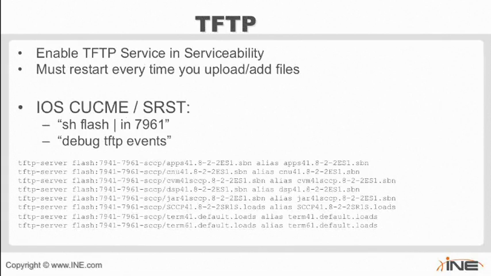Looking at TFTP services, we need to enable TFTP first, of course, in serviceability for our Unified Communications Manager servers, or what I'll typically call CUCM from this point on. Anytime that you add files to the TFTP service, so we'll take a look at this, but in CUCM, when we go to the operating system dropdown, and we go to system upgrade and we add files to TFTP, we must restart the TFTP service.